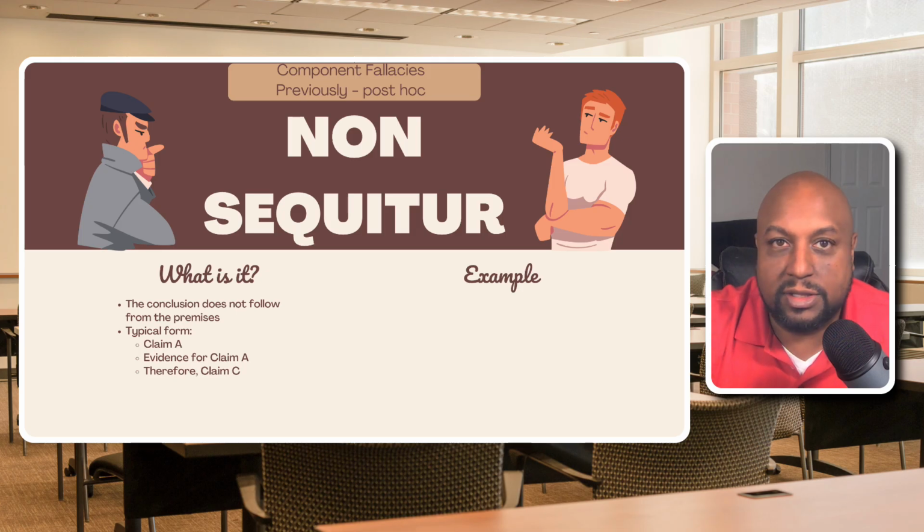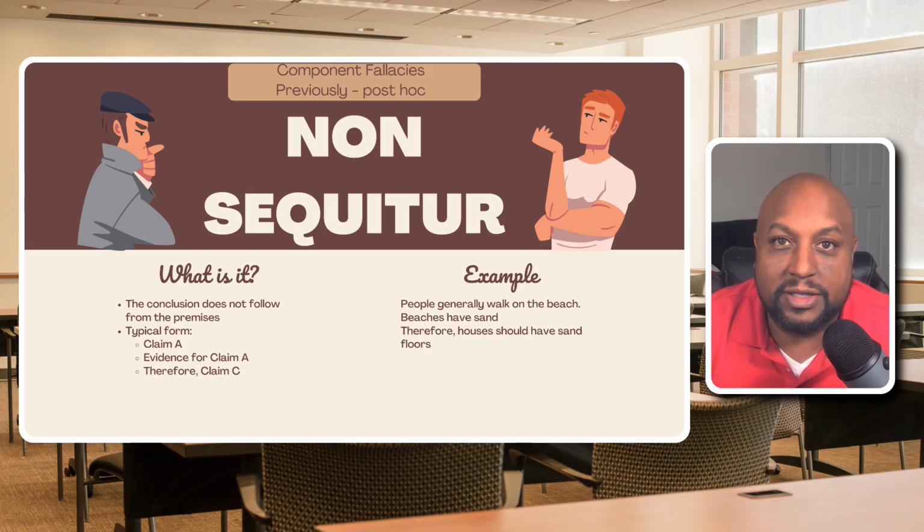So what happens with a non sequitur very often is you have a claim, you have evidence for that claim, but then your conclusion is not connected to the evidence or the claim. You draw a different conclusion based on the evidence you just cited, right? It might look something like this: people generally walk on the beach. Beaches have sand, therefore houses should have sand floors. You see how that doesn't work? We weren't talking about houses or floors.